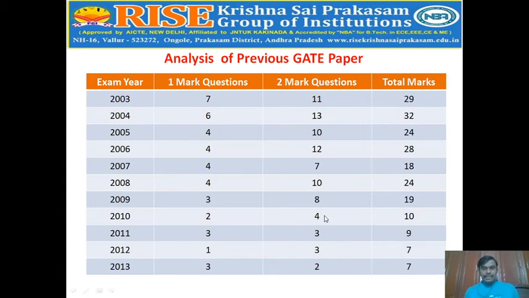You can observe that from 2003 up to 2006 the weightage increases, but later it slightly decreases, to 18 marks of the total out of 100 marks. Then it again increases to 24 marks, and in 2004 it was 19 marks, and in 2010 it was 10 marks.